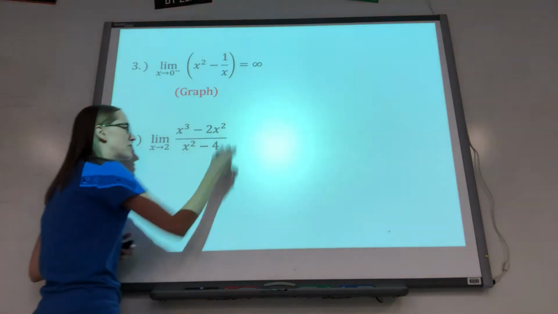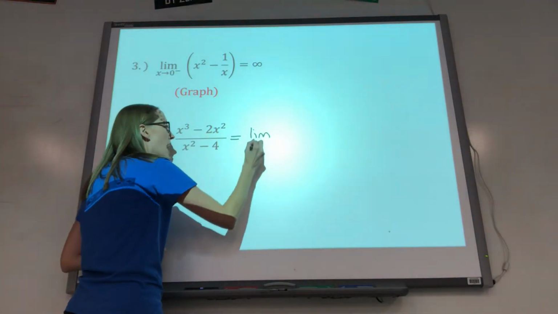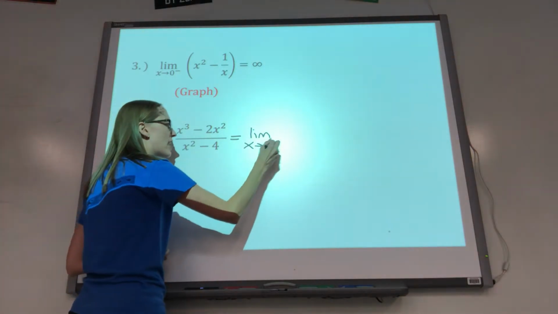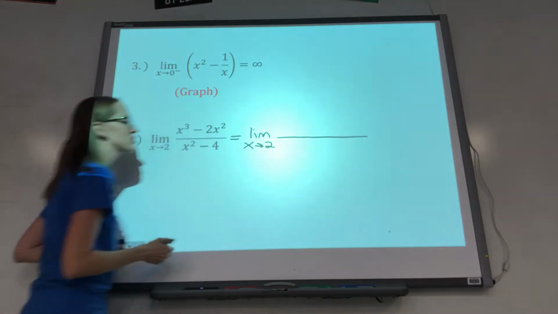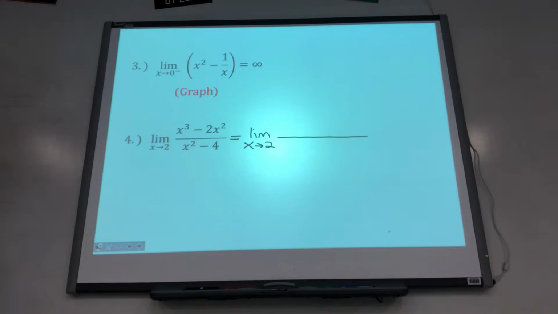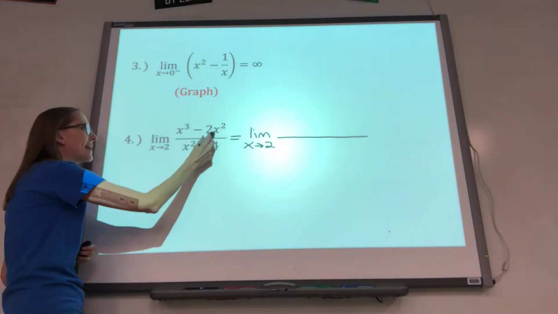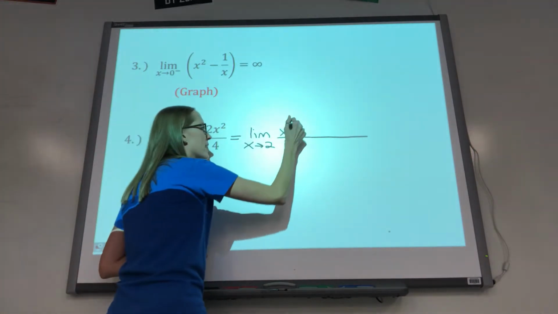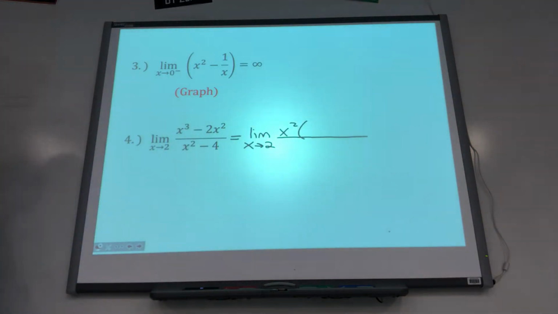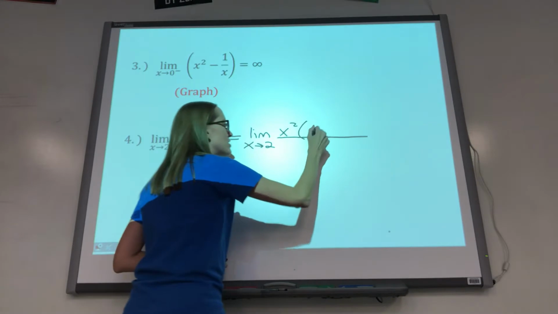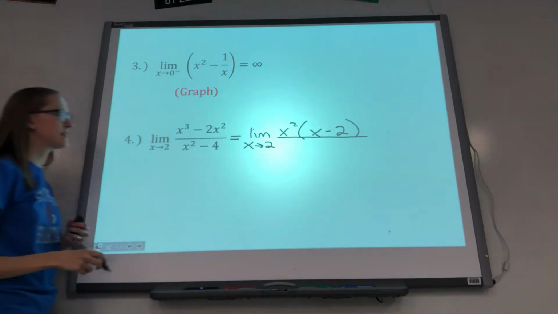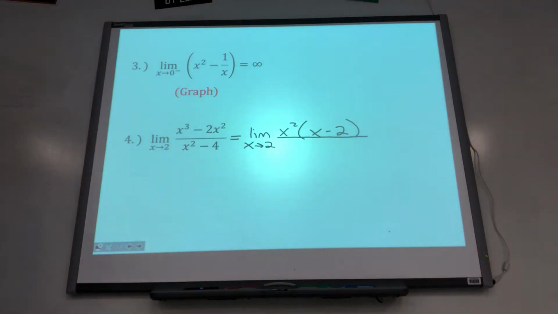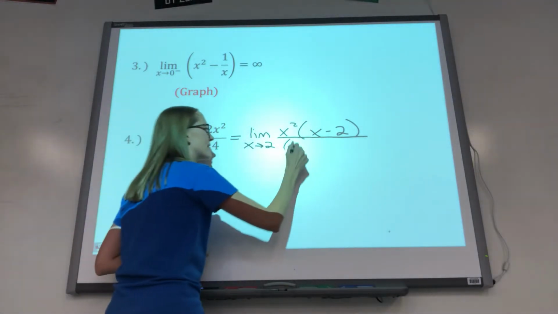On top, let me just do one thing at a time here. I'm going to leave the limit notation out front just because we haven't actually taken the limit yet. That's not real important if you leave that part off, but when I look at the top, I can pull out an x squared, and that should leave me with x minus 2. I'm trying to factor it, and then hopefully something will cross out.